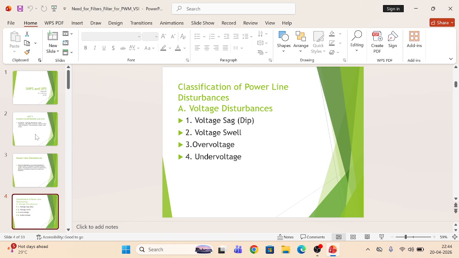Voltage swell means when a heavy load is suddenly switched off, voltage may increase for a short time. This is called the voltage swell. Then over voltage and under voltage: if voltage remains high for a long time, it is called over voltage. If voltage remains low for a long time, it is called under voltage. Both conditions can damage electrical equipment.